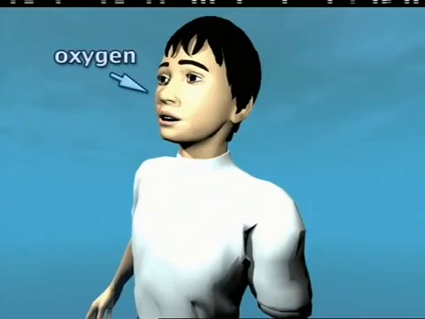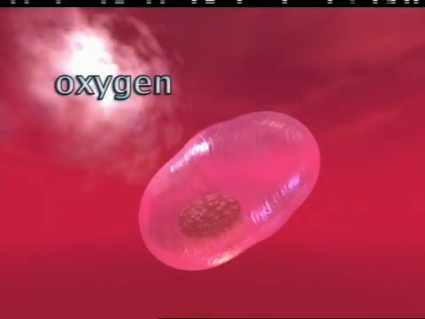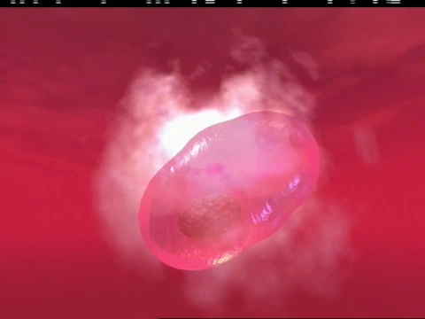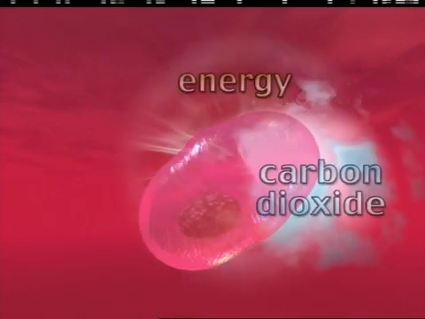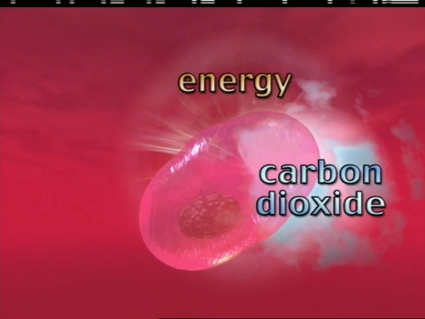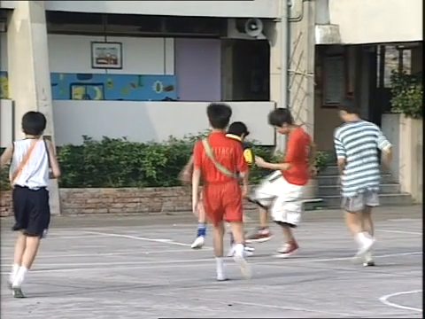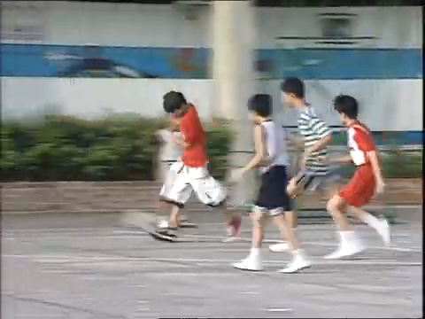Breathing brings oxygen into the body of a living thing. Oxygen is eventually brought into the cells. Chemical reactions between oxygen and the food stored in the cells occur, releasing energy and carbon dioxide. The energy is immediately used in metabolism. This process is called respiration.